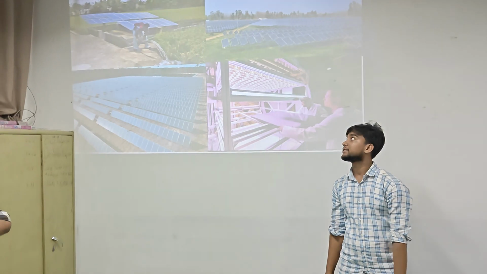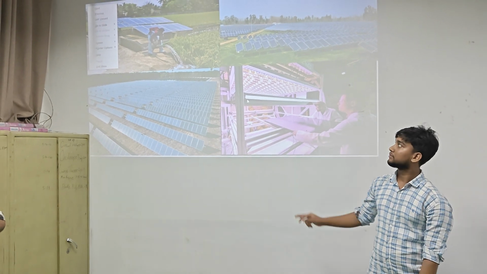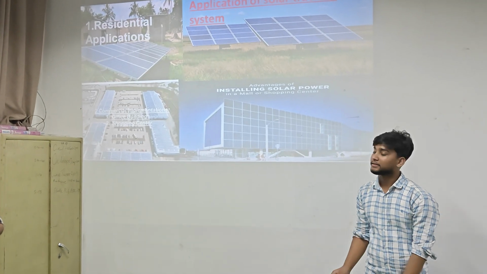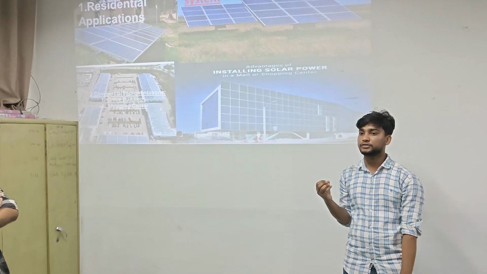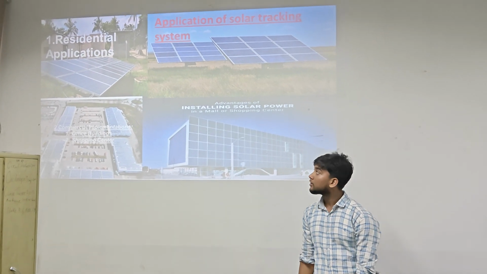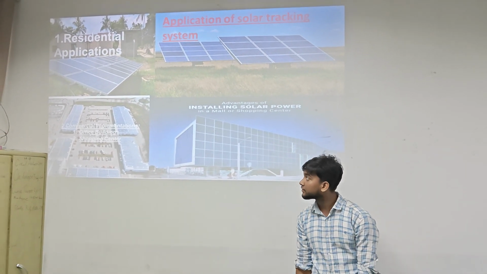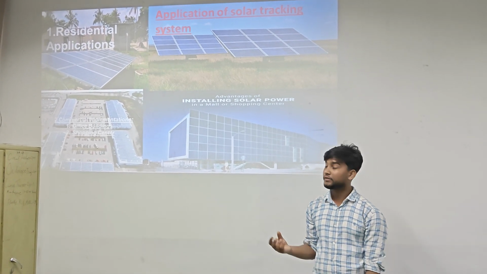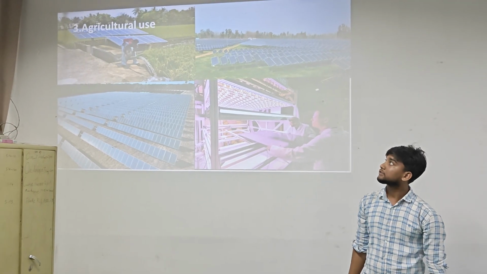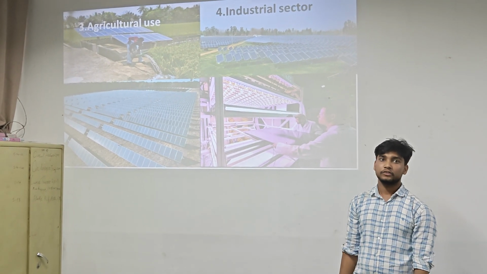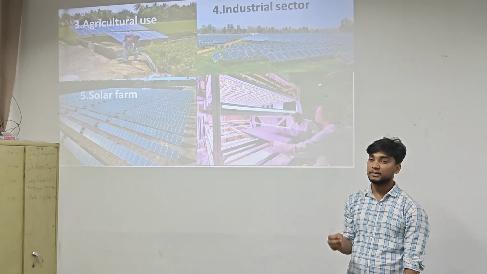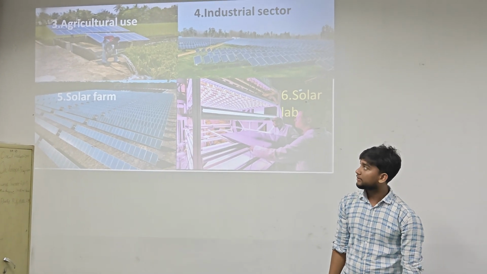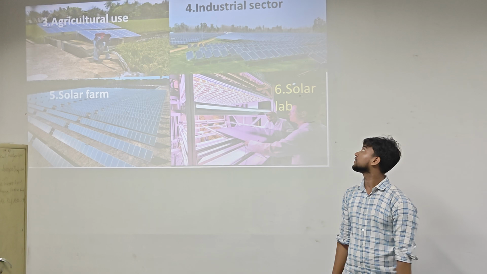Now, these applications of solar tracking systems are residential applications. Residential applications of solar tracking systems are used for household purposes. Next is commercial and office. Commercial implementations of solar tracking systems are used in commercial buildings, office buildings and shopping centers. Next, solar tracking systems are used in agriculture, for agricultural irrigation. Now next is the industrial sector and solar farm. And this is the solar lab.